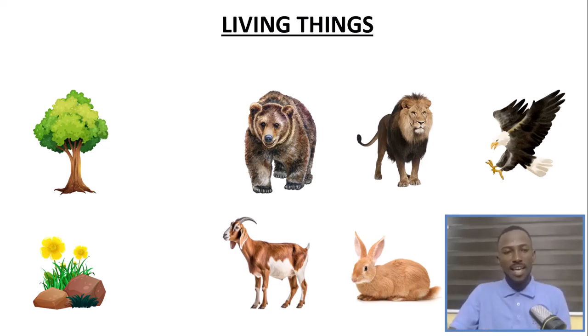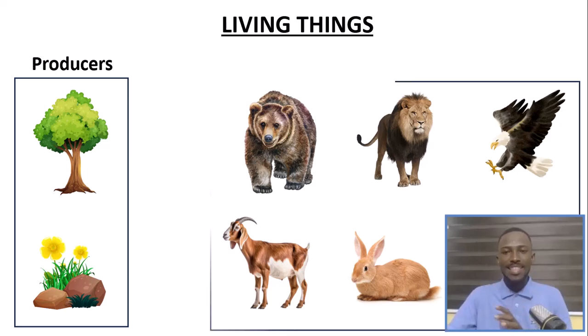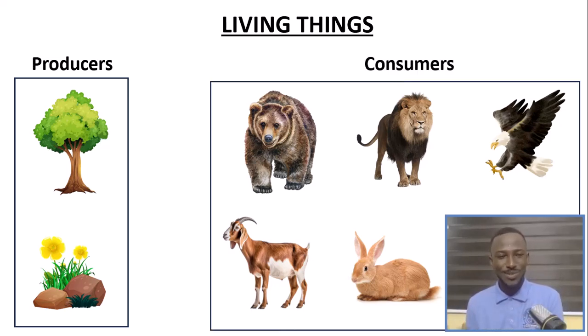These living things can be categorized into two. We have the producers and the consumers. You can see clearly that on this screen, the plants are the producers and the animals fall under the consumers category. But why are plants referred to as producers?